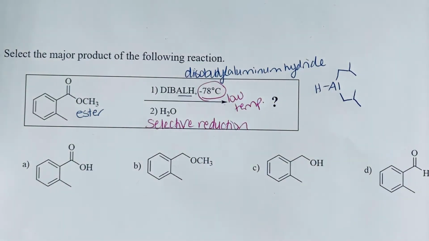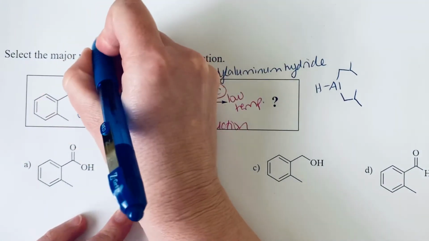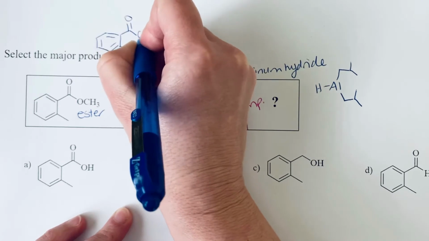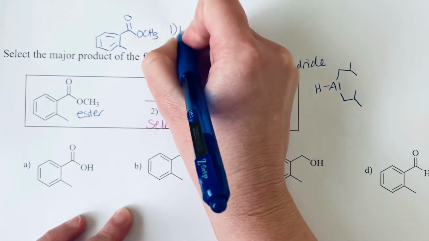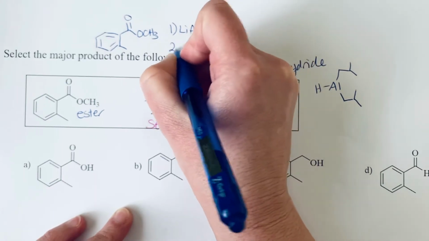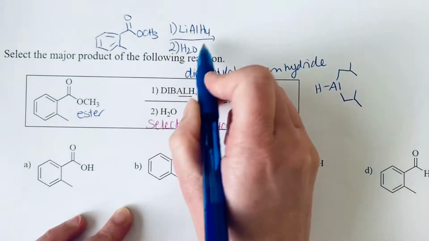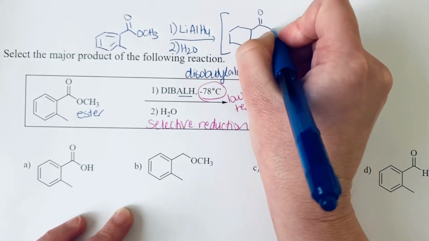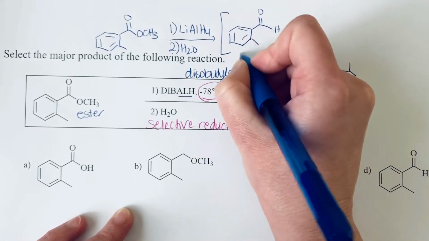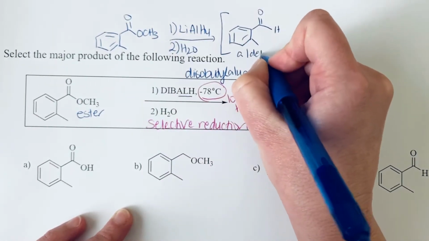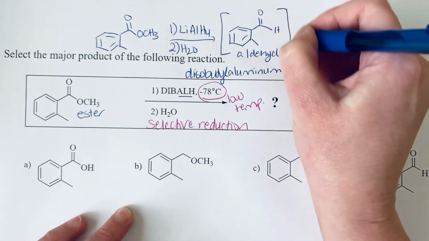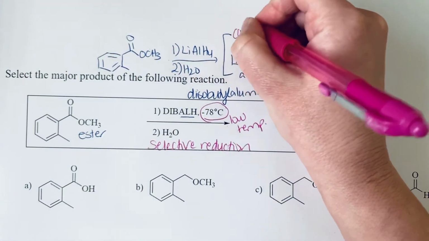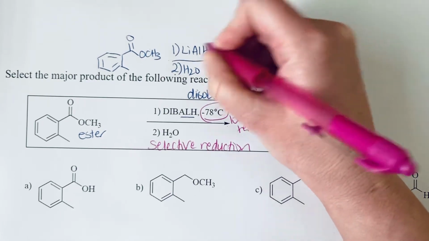And so if we didn't have a selective reduction, if we were to take this ester and react it with something like LAH, lithium aluminum hydride, and then typically just water, the first intermediate you would form would be an aldehyde. This would be the product of adding one equivalent of your hydride reagent, but you would not be able to isolate that if you're using the LAH.